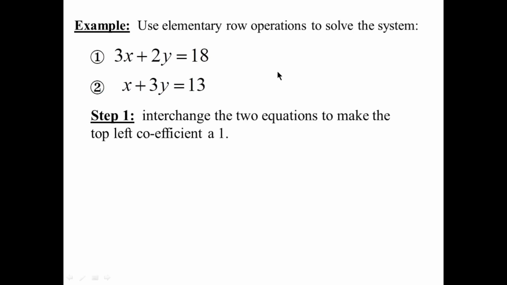Step 1 is we're going to interchange, because that was one of our options. We can interchange two equations to make the top left coefficient a 1. So we're going to swap these two equations in their location so that the top left coefficient here is the number 1. And I see a number 1 here, so if I just swap these two, I've put a 1 up there. And that's what it looks like now. So on the top left, I made a 1 happen.